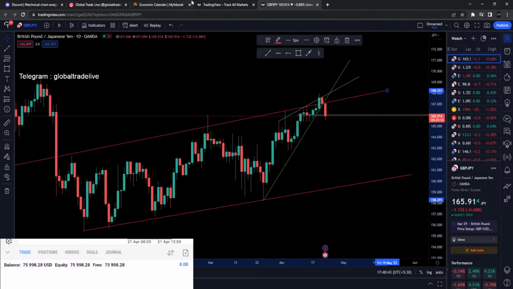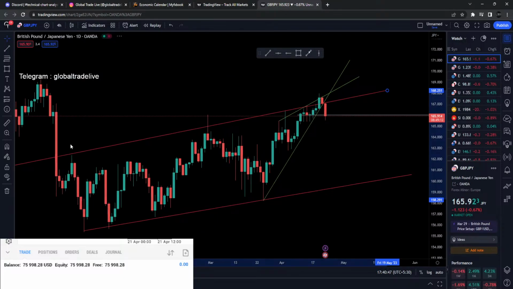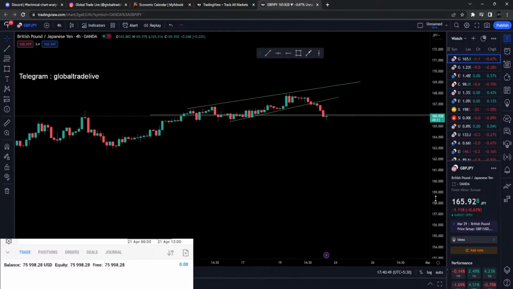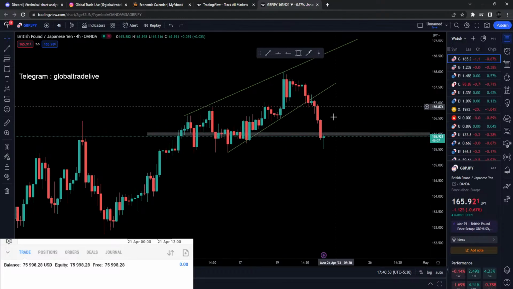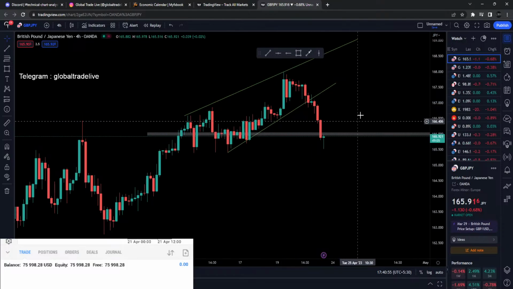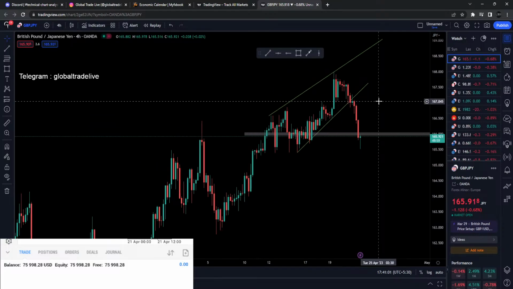Perfect. Now let's go to the 4-hour time frame and have a look. If I talk about the 4 hours, the same thing happened over here. The market was moving inside the channel. Now the channel has been broken, and the daily is telling us that the market is going to move down. So let's find something which really supports our idea.